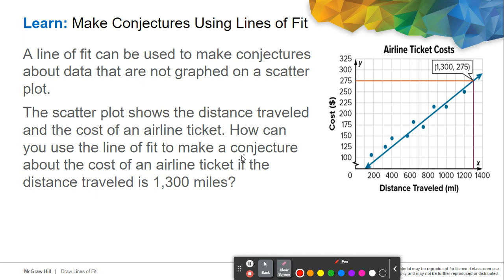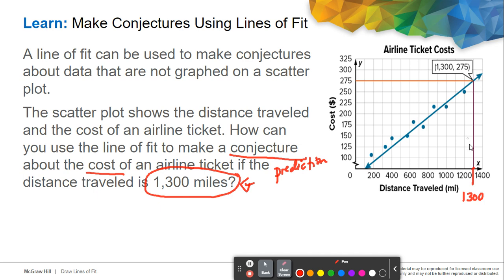Remember, a conjecture is a prediction. What do you think will be the cost if we have traveled 1,300 miles? Because not all data are graphed in our scatter plot, we can use the line of fit to make a prediction. Taking a look at our scatter plot, let's try to find our 1,300 miles. It is in between 1,200 and 1,400.